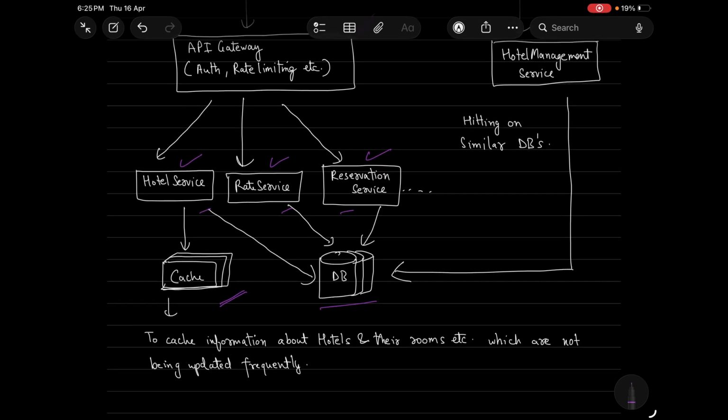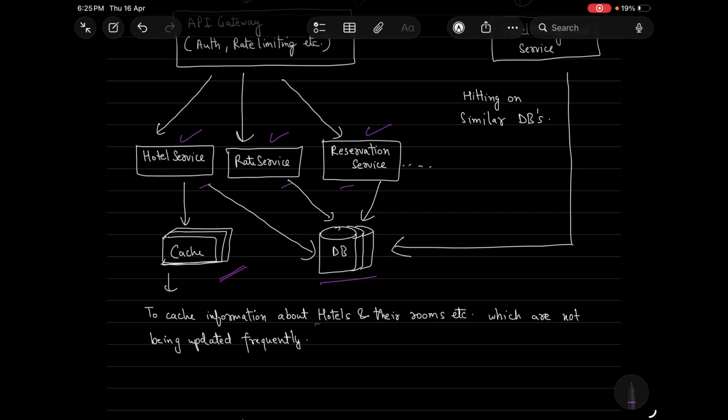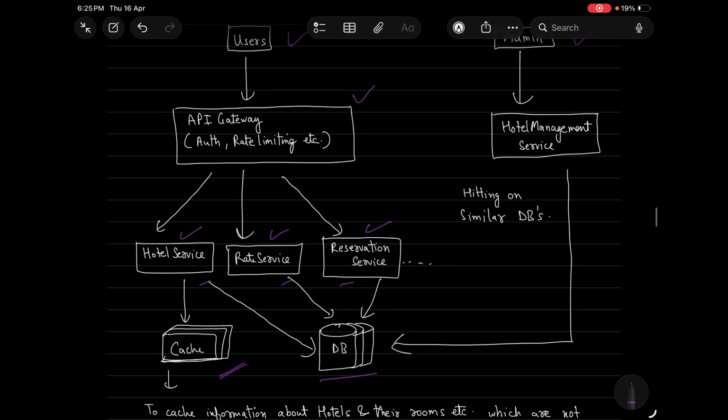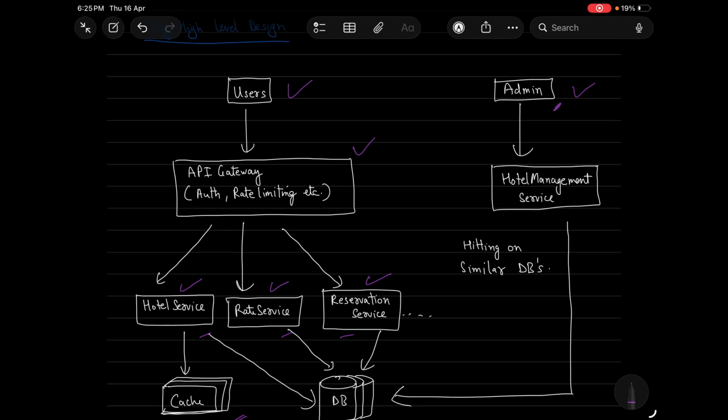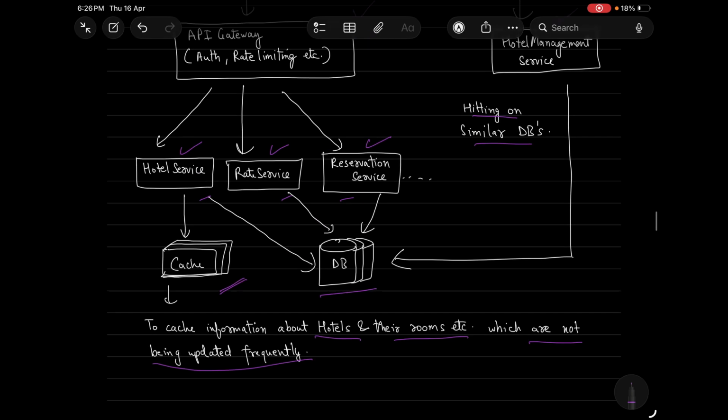Hotel inventory can also be stored in a cache so that it can be fetched in a lesser time, and we can have a low latency to fetch the hotel and rooms information, which is not changing that frequently. I'm not talking about the booking information or the rate information, just the hotel browsing and rooms browsing, which are not being updated frequently, so they can be stored in the cache as well. Then on the other side, we have admins. This will be calling from a similar flow, the hotel management service, which will be hitting similar databases to add the hotels, do CRUD on the hotels, CRUD on the rooms, etc.